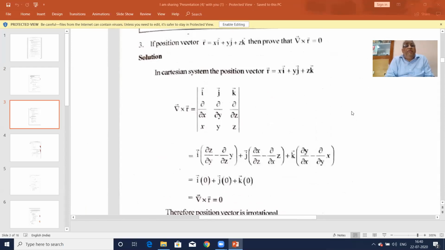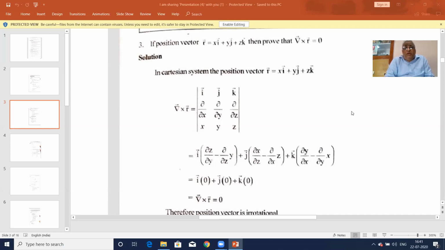Third problem: if a position vector r is equal to xi plus yj plus zk, then prove that del cross r is equal to 0. Del cross the position vector, the curl of the position vector, is equal to 0. Now how to solve this? In the Cartesian system, the position vector is given by r is equal to xi plus yj plus zk.